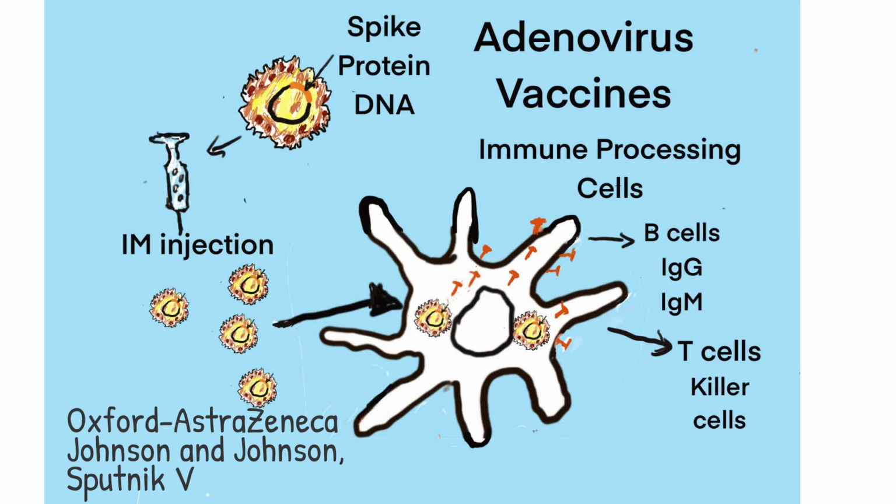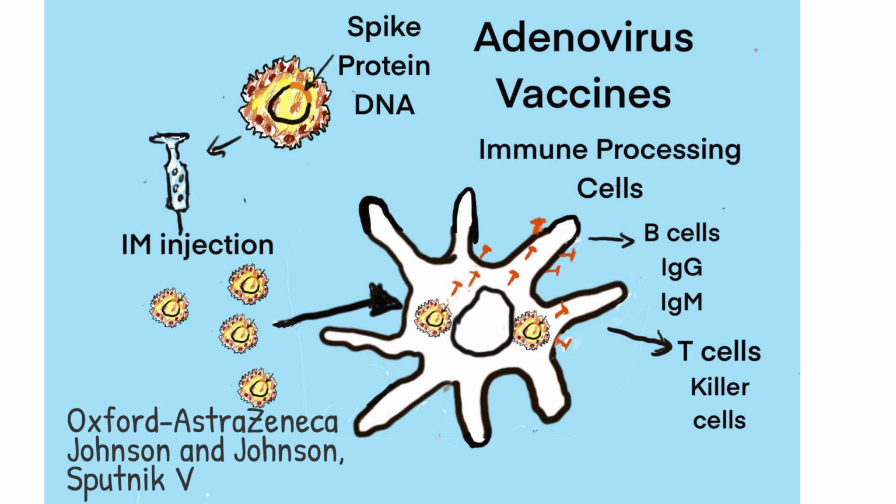The DNA message for the spike protein has been inserted into the virus, and when the virus is injected intramuscularly, it invades immune processing cells where it generates messenger RNA for the spike protein that then guides the synthesis of that protein.